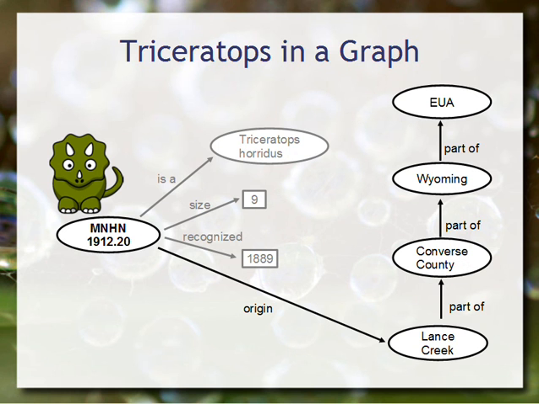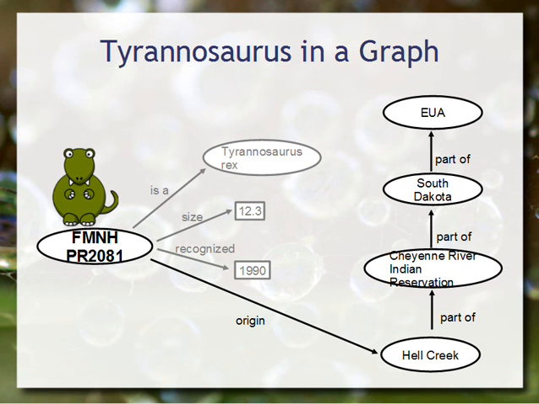And then I want to connect it to a kind of graph which can give me the regions in the world. So I can look to see where exactly Lance Creek is. It's not just a label. I want to connect it to a network here. Fair enough. And another dinosaur has the same thing, the same Hell Creek and all the edges on top.